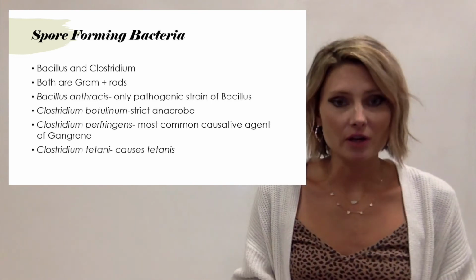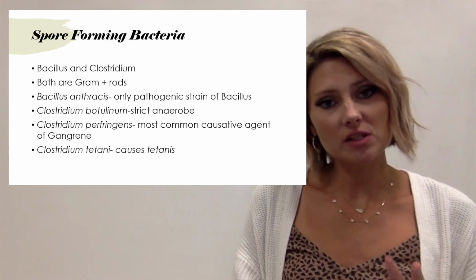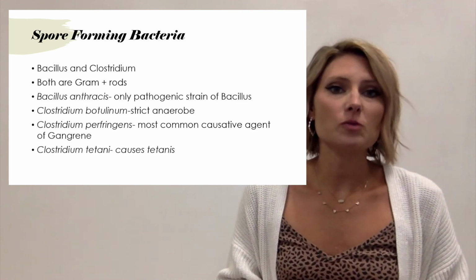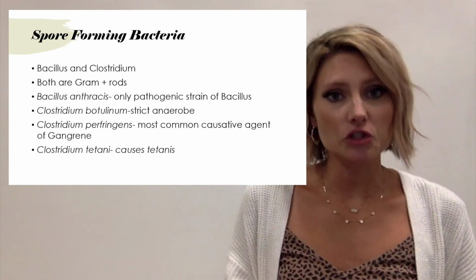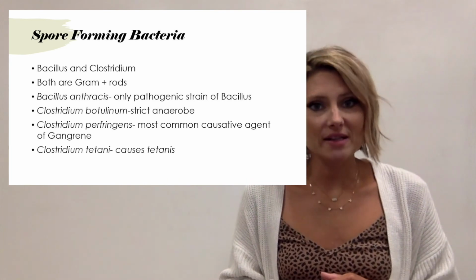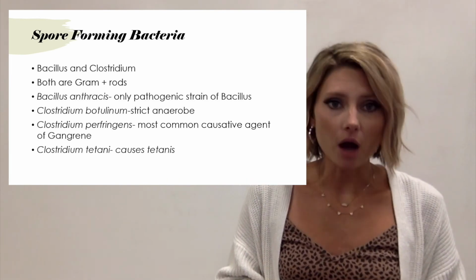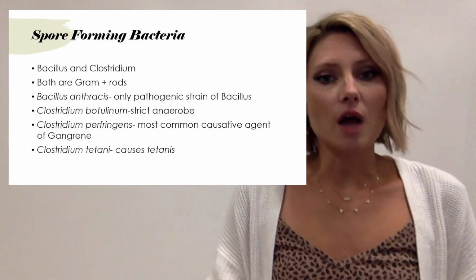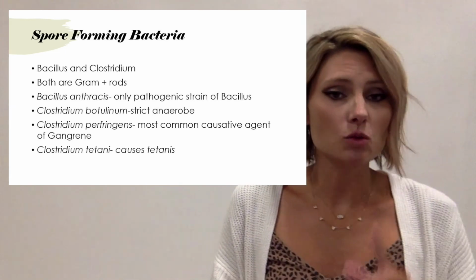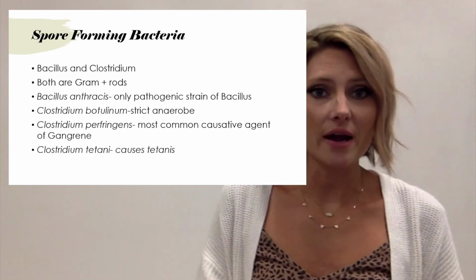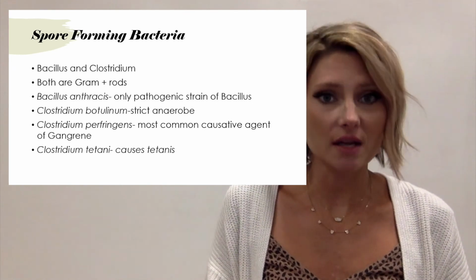So which bacteria are spore formers? There are two families of spore forming bacteria, and those bacteria are Bacillus and Clostridium. Both of those bacteria are gram-positive rods. Most of those are not pathogenic. There is one pathogenic strain, which is Bacillus anthracis, and that's the bacteria that causes anthrax.